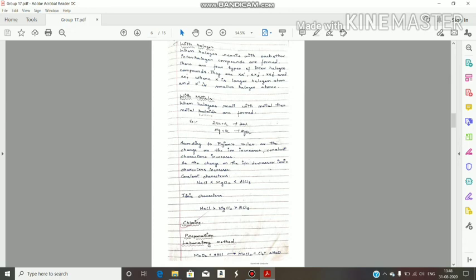In which case is the charge less? In this case the charge is less. If charge is less, automatically ionic character will be more. So NaCl is more ionic than MgCl2, which is more ionic than AlCl3. So all these are the chemical properties of 17th group elements with oxygen, hydrogen, halogens and metals.